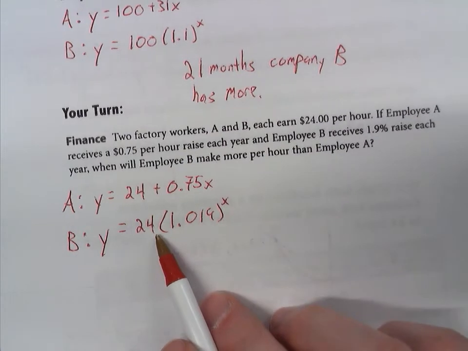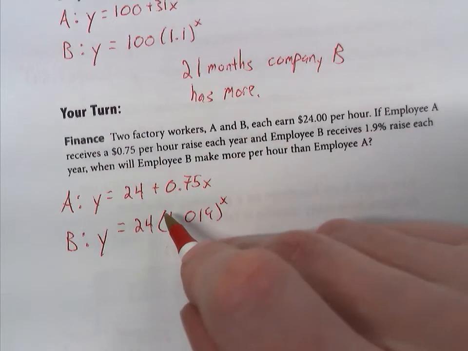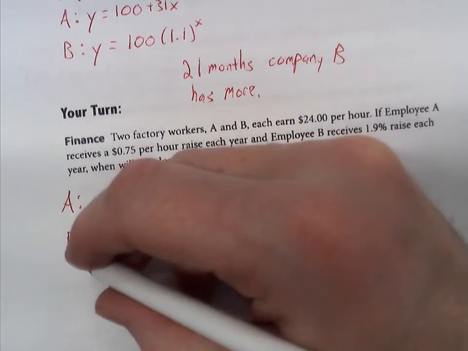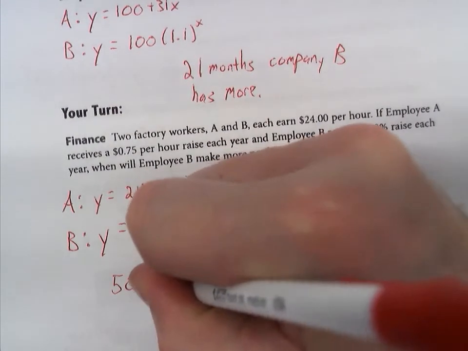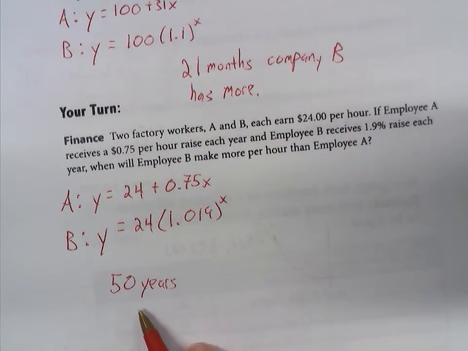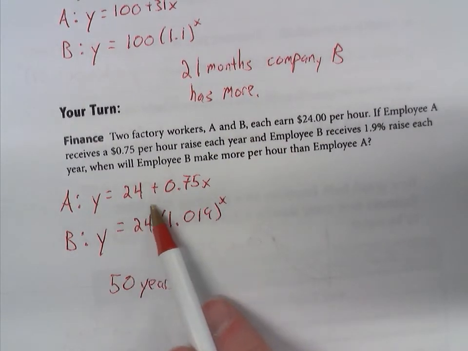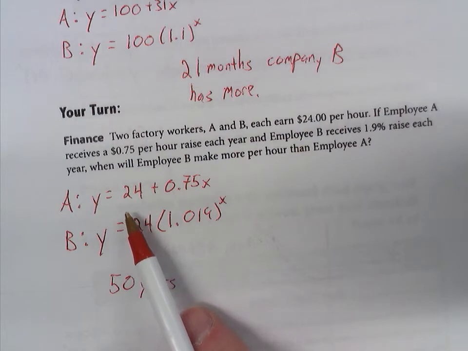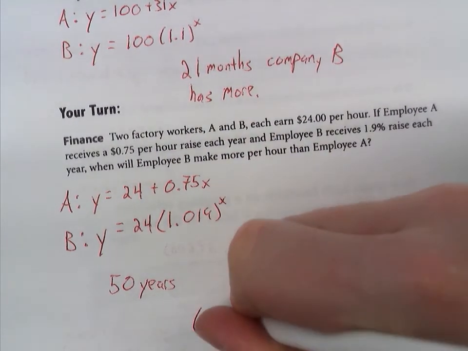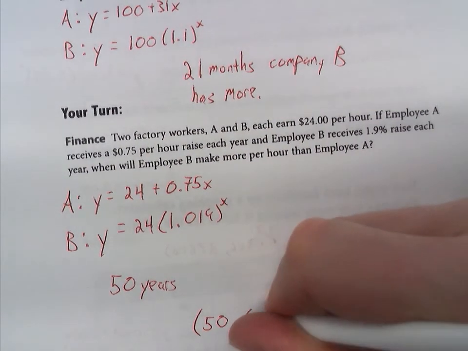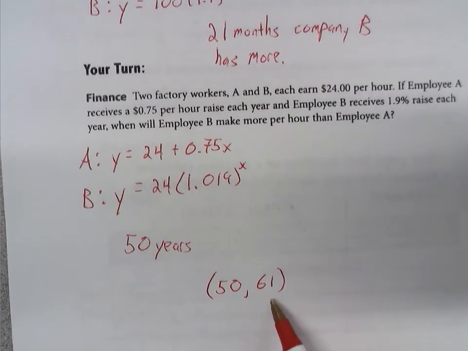If we do the math and we do some tracing, you'll see that employee B will have a greater salary than employee A after 50 years. Not very many people work 50 years at a single job. So really, having the setup that employee A has is going to be better. But also, if you need to know, at 50 years, it's going to make about $61 per hour. So that's going to be the salary.